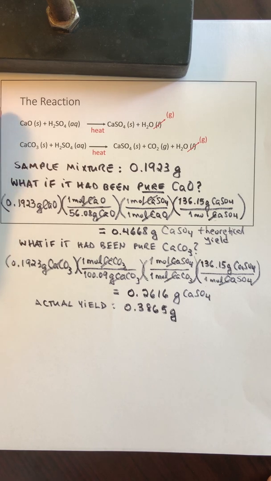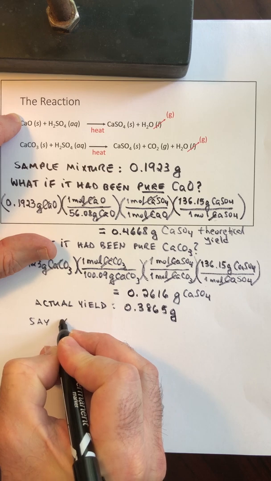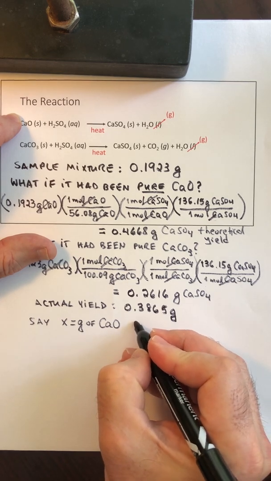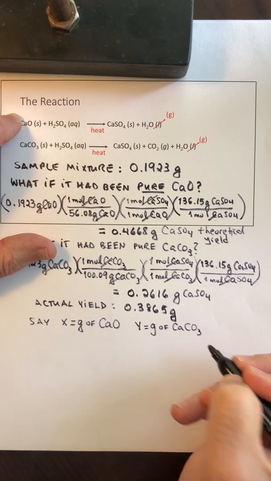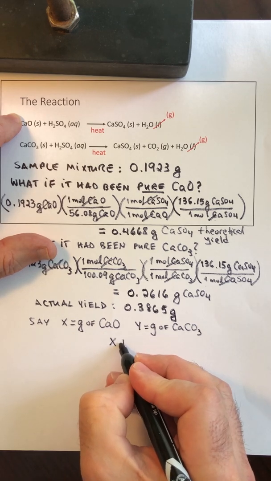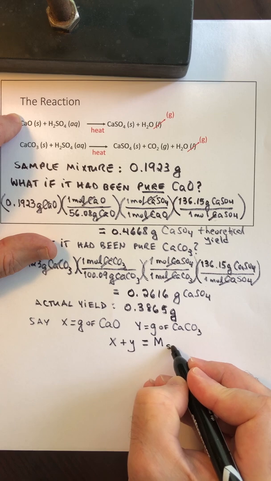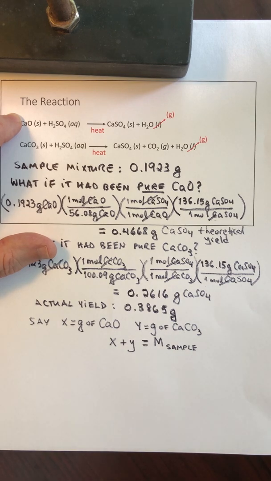So let's go ahead and do something here. Let's set up some variables. Let's say that X is going to be the grams of calcium oxide in my mixture, and Y is going to be the grams of calcium carbonate. So that means that whatever I started with is going to be the sum of those. So X plus Y is going to be, let's call it, a capital M, the mass of my sample. In this case, it was 0.1923 grams, but of course, in your case, it might be a different number.